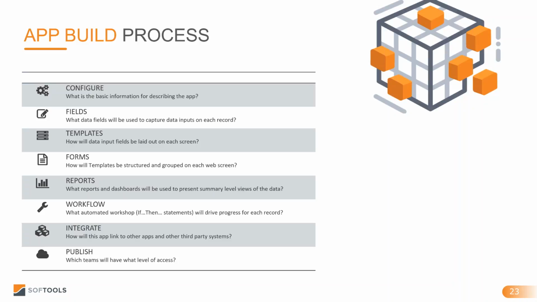And last but not least, once you're happy with the application, you then decide who should have access to that application, and that's about setting security in the publish area. So that's really just a quick overview of the 8-step process. Are there any quick questions or concerns around that?